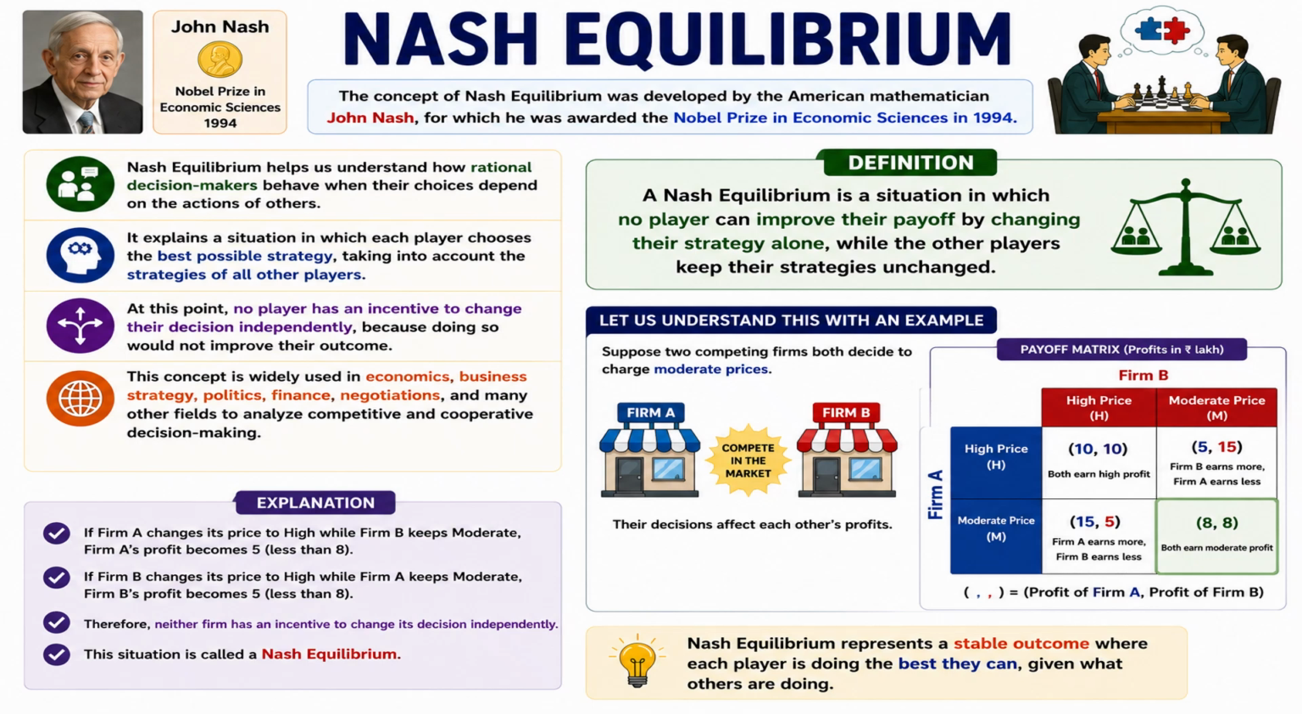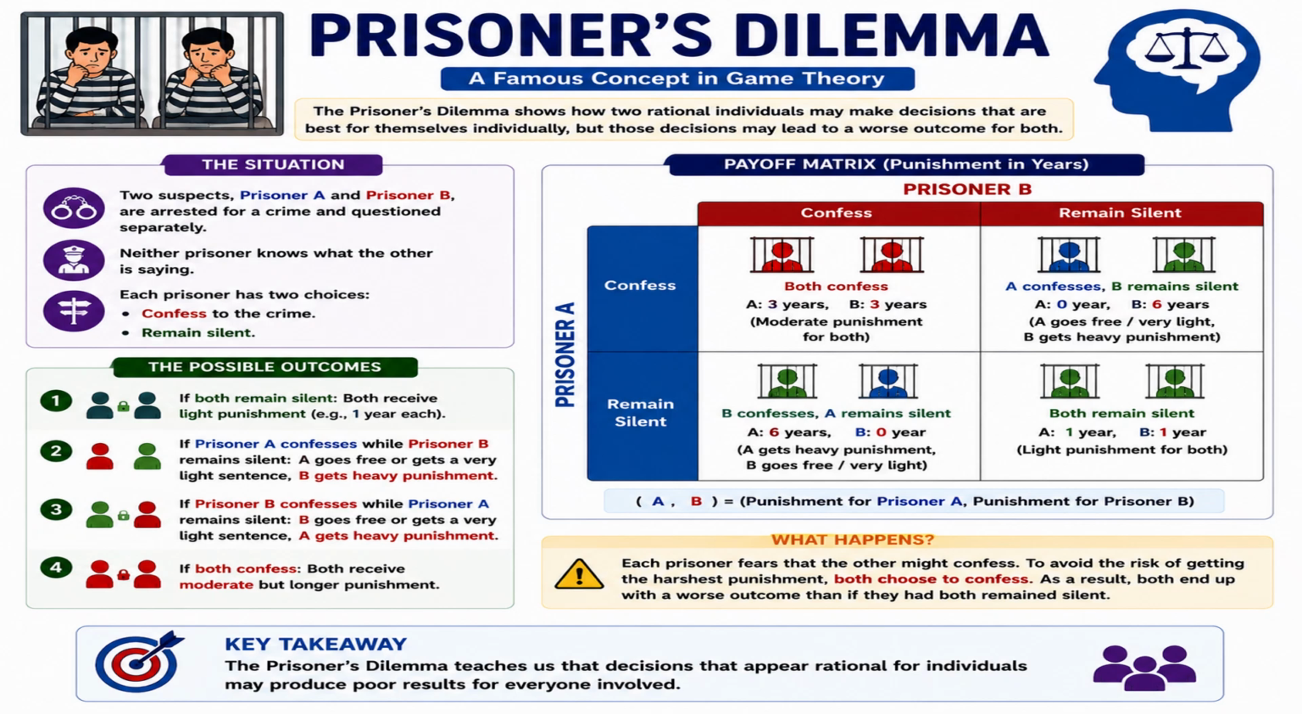Now, let us discuss another famous concept in game theory, known as the prisoner's dilemma. The prisoner's dilemma is one of the most well-known examples used to explain strategic decision-making. It shows how two rational individuals may make decisions that are best for themselves individually, but those decisions may lead to a worse outcome for both. Let us understand this with a simple example.